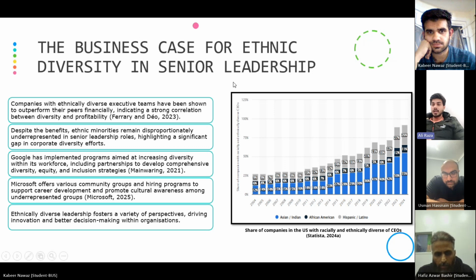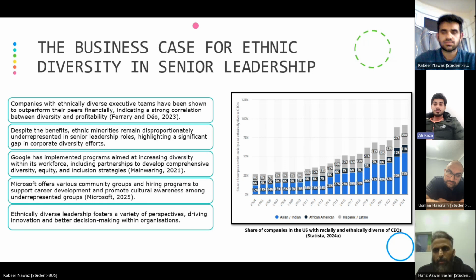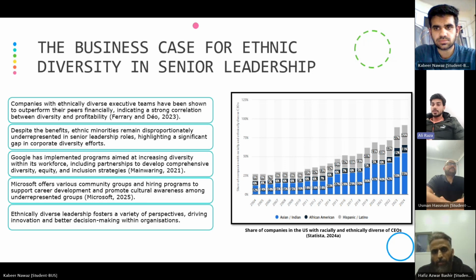Some organizations are actively addressing these issues. For example, Google has launched diversity initiatives and formed partnerships to build more inclusive hiring and development strategies. Microsoft is also investing in community groups and internal programs designed to support the career growth of employees from underrepresented backgrounds. Next slide, please.